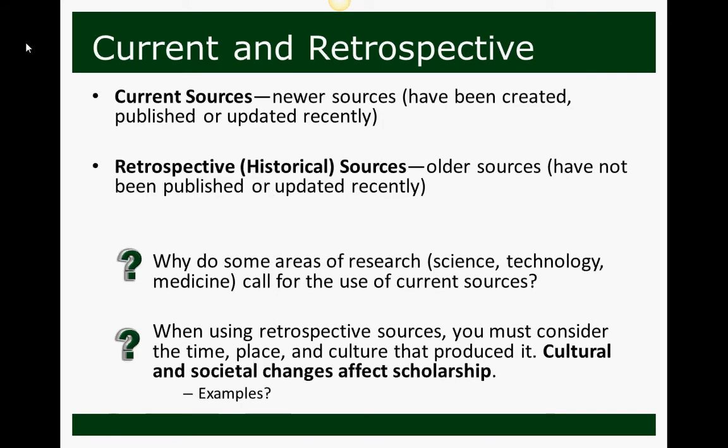The second division that we're going to look at is current and retrospective. Current sources are newer sources, meaning they've been created, published, or updated recently. Recently can depend on what field or discipline you're in, but as a general rule, 3 to 5 years is usually considered fairly recent. Retrospective, or historical sources as they're sometimes called, are your older sources, and they've not been published or updated recently. Again, what's considered historical or retrospective can vary depending on the field, because some areas of research, science, technology, medicine, really call for the use of extremely current sources.